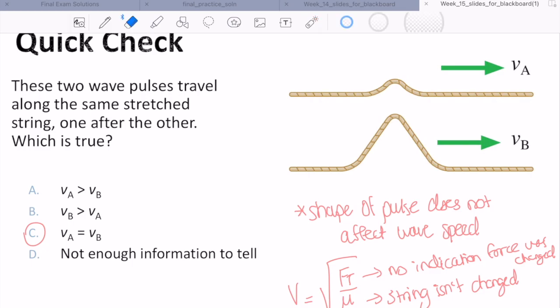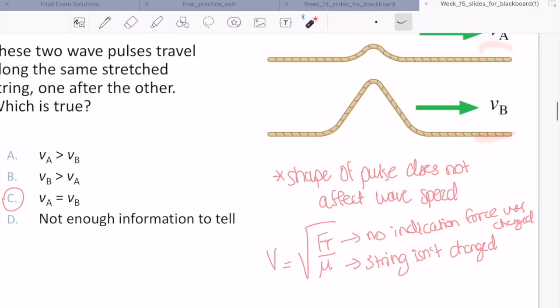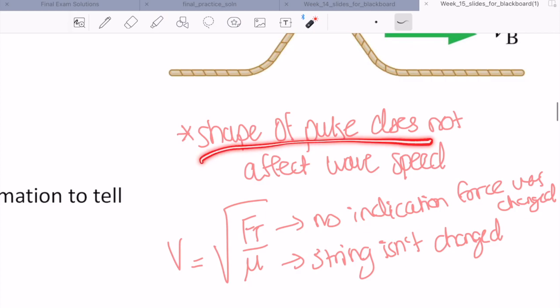And string properties, remember the value for that was the linear density, which was the mass divided by the length of the string. So the linear density is the same, right? And obviously they didn't give any indication that the force of tension was changed. Then we should see that the velocities would actually be the same. VA would equal VB because the shape of the pulse does not affect wave speed.